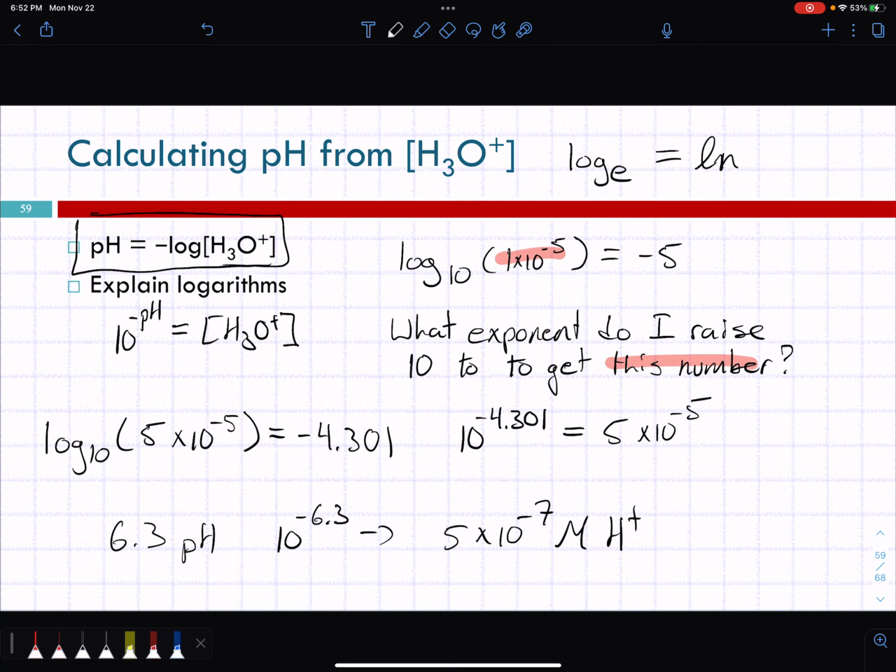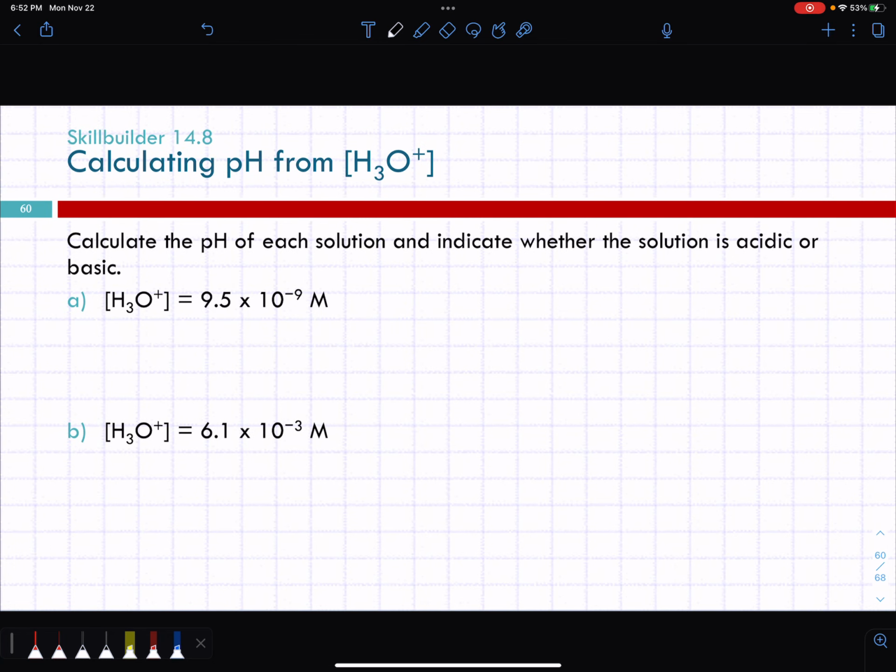Whenever we write these, will it ever be like 5.01 at the end? Would it always just be a whole number? No, you can do 5.01. That would be dependent on the sig figs. Okay. And then for the exams, I'll tell you how many decimal places to give me, which is independent of the number of sig figs, just because I have to do it by decimal places for Canvas. So calculate the pH of each solution, indicate whether the solution is acidic or basic.